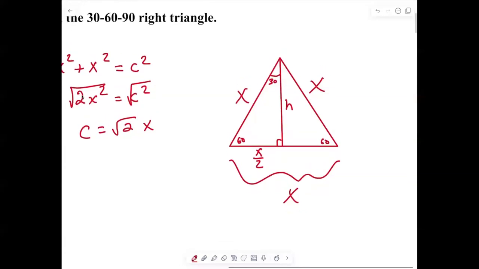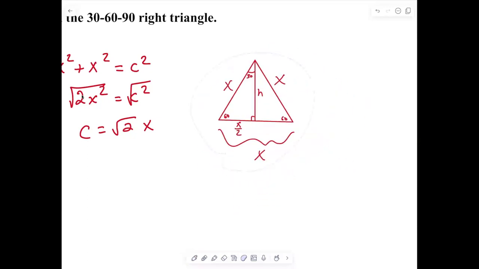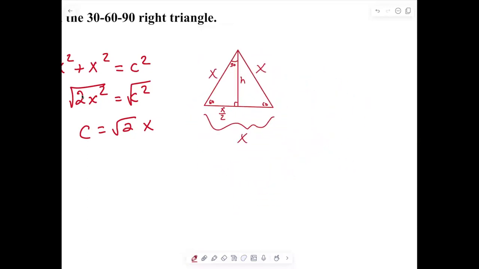So now I'm just going to do the Pythagorean theorem. I'm going to show you that X over 2 squared plus H squared equals X squared. Does everybody agree with that? 1/2 X squared is the same as 1/4 X squared plus H squared equals X squared. Anybody got a problem with that? 1/2 squared is 1/4. Does everybody agree? How is 1/2 squared 1/4? What is 1/2 squared? 1/4. Anybody have a problem with that? Now I'm solving this for the height.